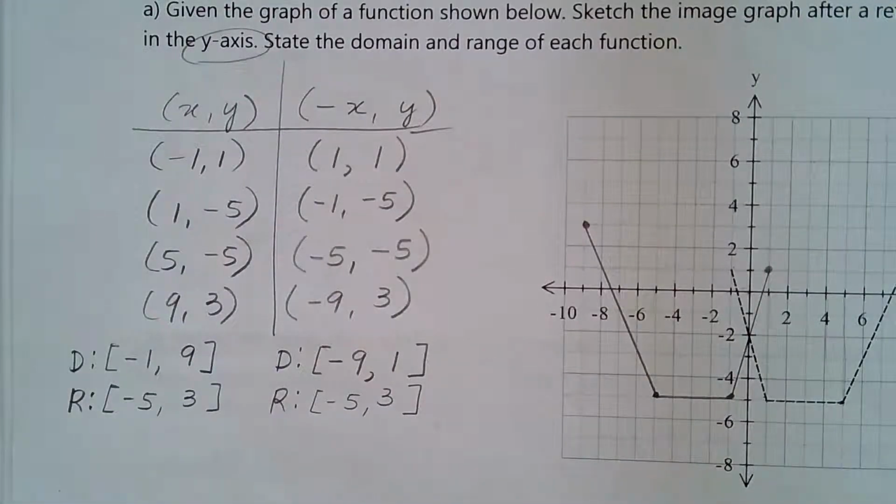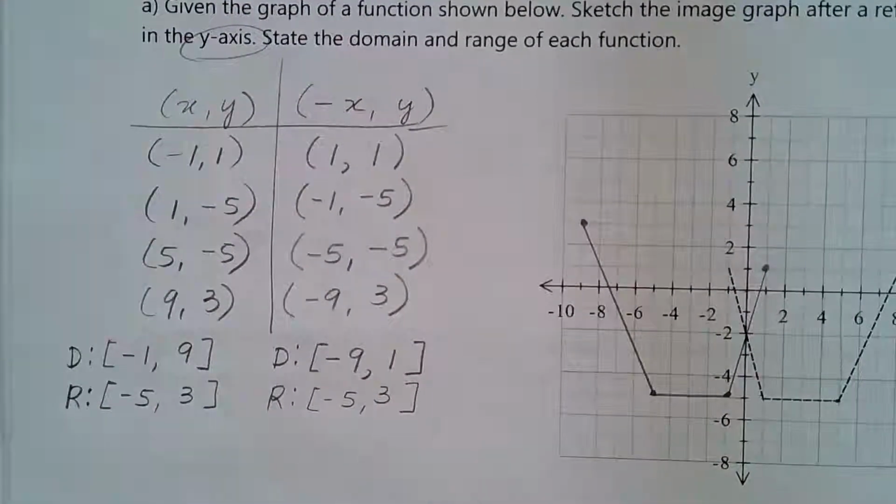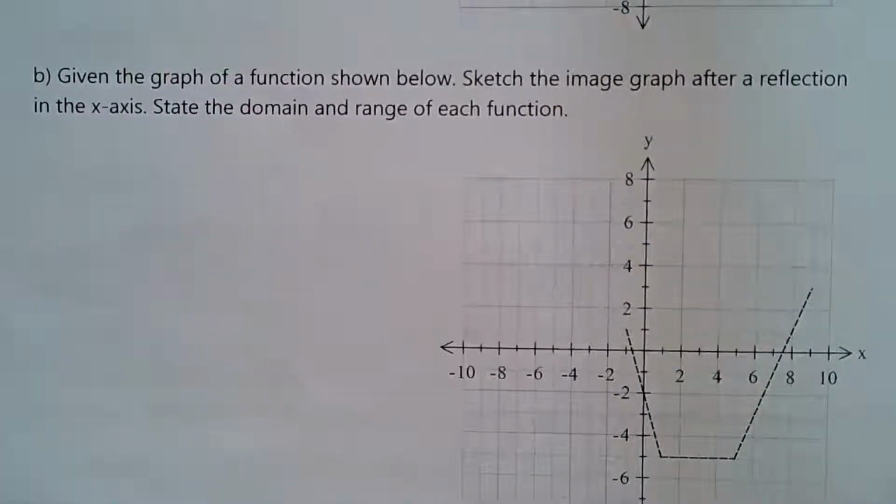Good, right? So when we reflected over the y-axis, the x changes to its opposite. The only thing that's changing here is the domain, but not the range. Good? Pretty straightforward. Let's take a look at B.